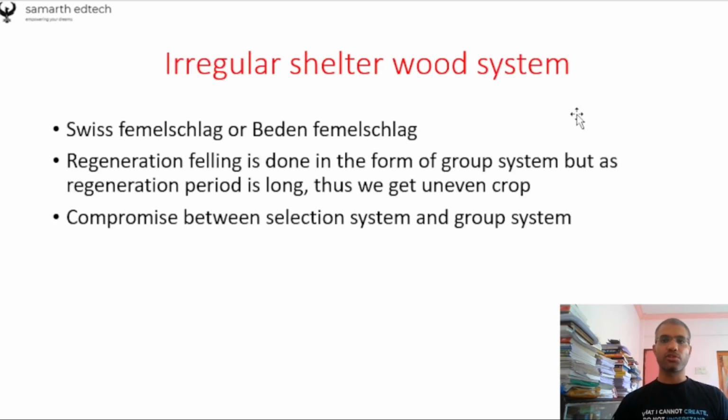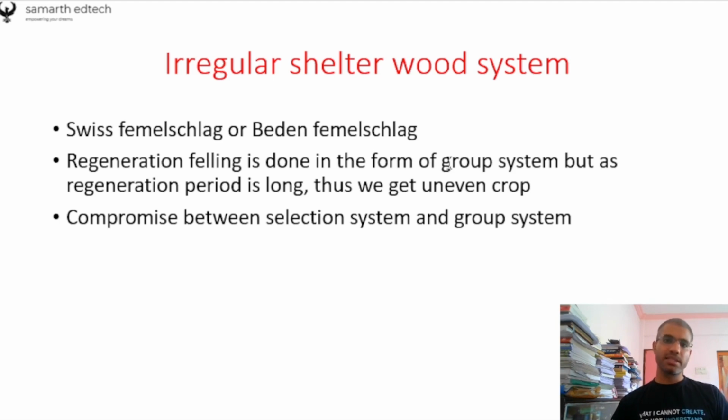Now irregular shelter wood system, this is now very much important. What is an irregular shelter wood system? See, this is called Swiss Femelschlag or Baden Femelschlag. Try to remember this German name. The regeneration felling is done in the form of group system. This is very important. The regeneration felling is done in the form of group system. Group system, kindly remember this thing.